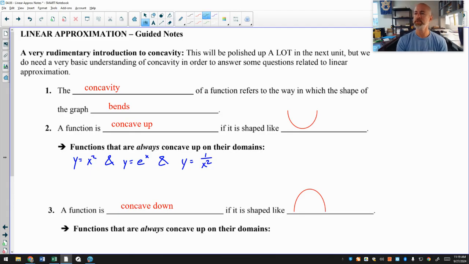One thing to remember is concave up does not mean you complete the full U. For example, if you think about the graph of e to the x, it only does the right side of the U. You don't have to complete both sides. So that is what concave up means, and concave down, I've already shown you what that looks like.